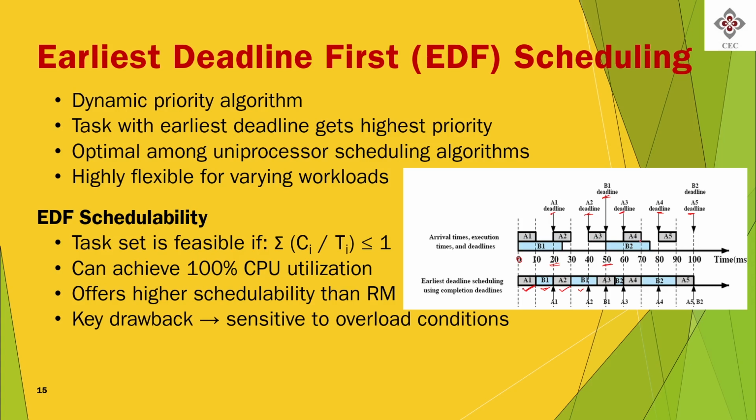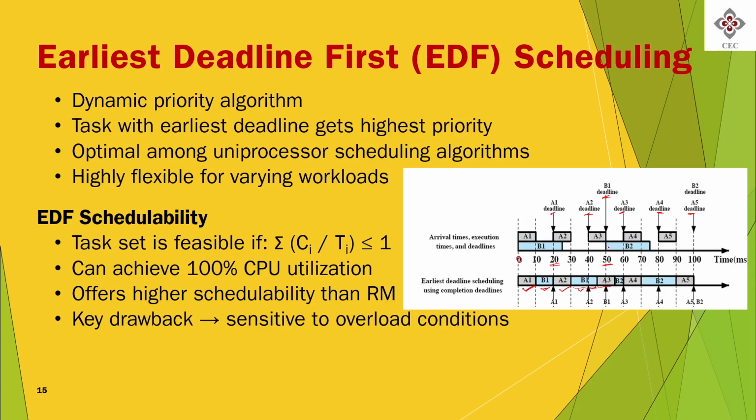After B1, the B1 deadline is 50, whereas A3 arrives after this B1. The A3 deadline is 60. Since the A3 deadline is 60, when comparing A3 and B1, B1 priority is higher. So, B1 continues after this slot. It is executing for 2 slots because the deadline for B1 is smaller than the deadline for A3, which is 60, whereas for B1 it is 50. After this, A3 is executed.